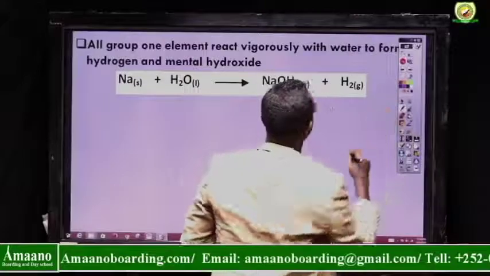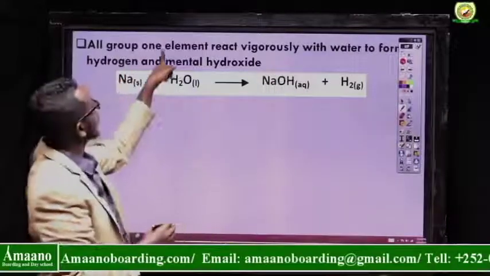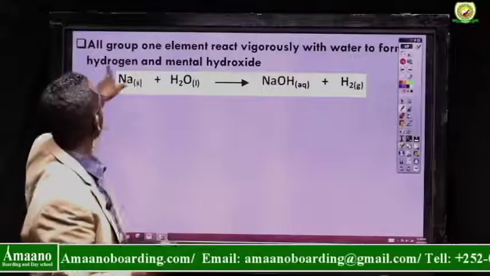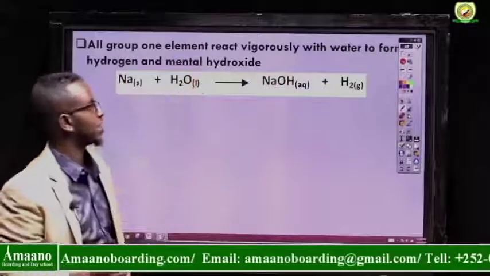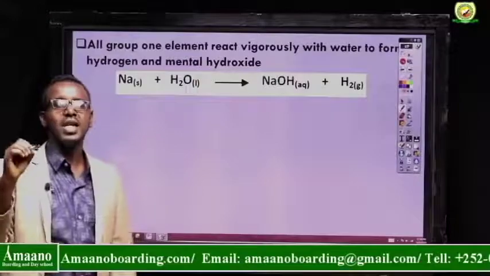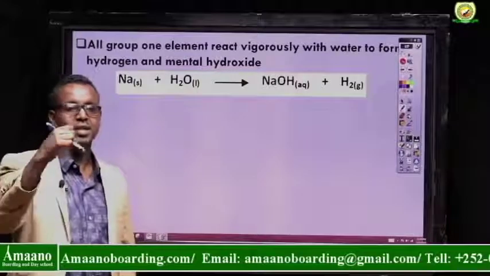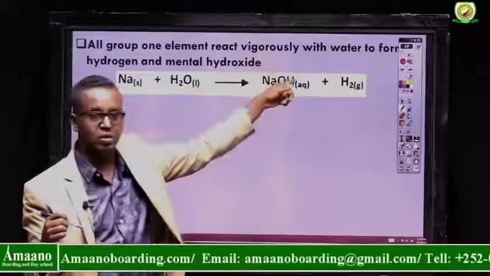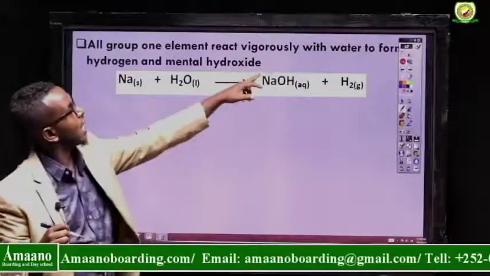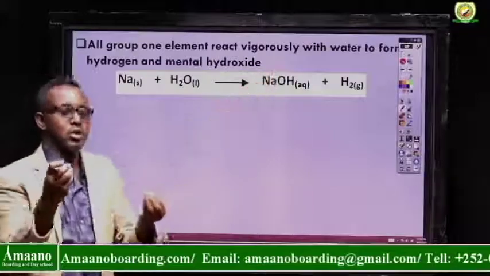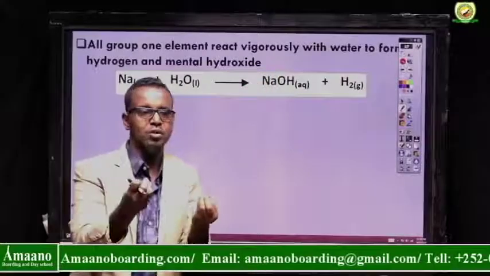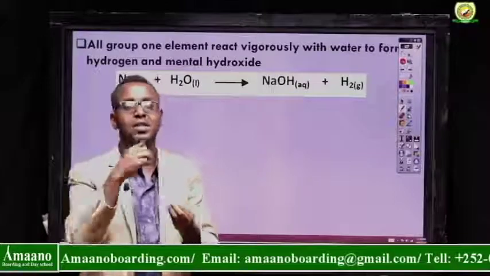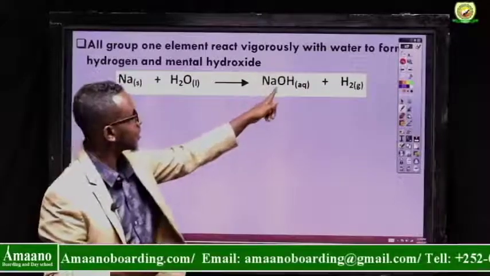If you consider here, all group 1 elements react vigorously with water to form hydrogen and metal hydroxide. So they react directly. So this kind of reaction is very fast because of what? It is vigorous. So they react with water. If you put in, for example, a sodium metal or potassium metal or any other metal from group 1, if you put in water, they react directly and it produces what? Metal hydroxide and hydrogen gas.